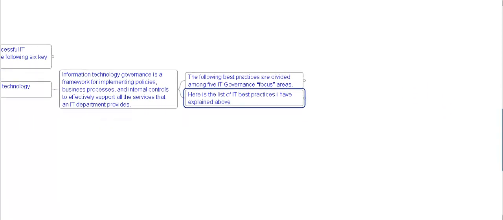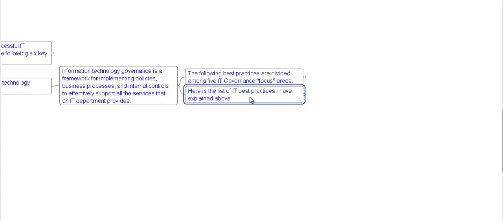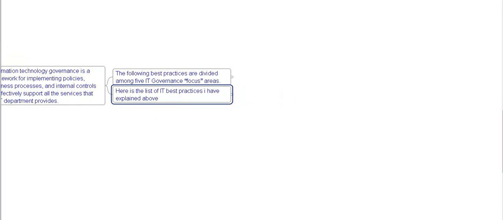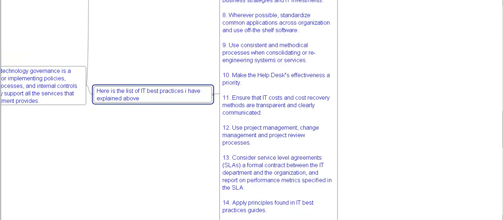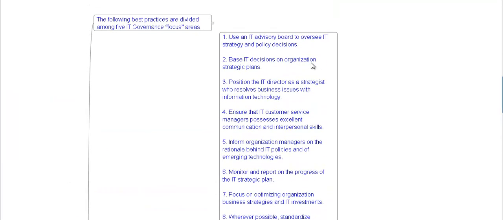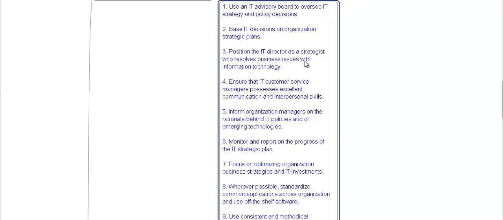Here is the list of IT best practices I have explained above. Number 1. Use an IT advisory board to oversee IT strategy and policy decisions. 2. Base IT decisions on the organization's strategic plan. Number 3. Position the IT director as a strategist who resolves business issues with information technology. Number 4. Ensure that the IT customer service manager possesses excellent communication and interpersonal skills.